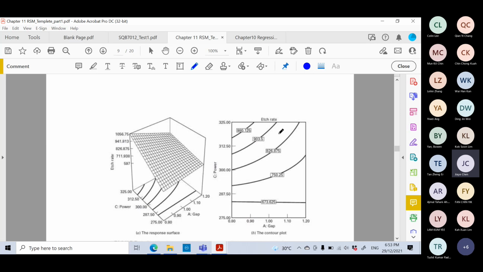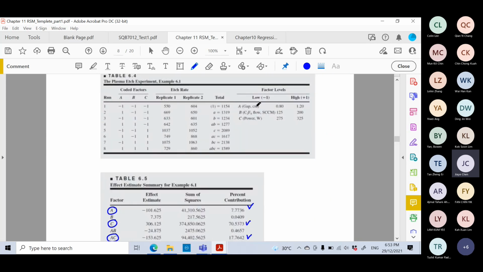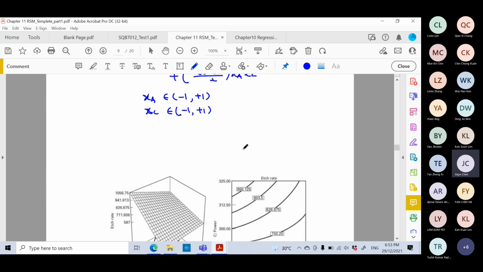It's no longer the straight line here, but of course you convert it to the power level. If we have the original, the default, I have given you here. What is factor A? It is 0.8 and 1.2 for factor A. Factor B will be 125 and 200. Factor C will be 275 and 325. So of course we can do the conversion if we wish to do that.